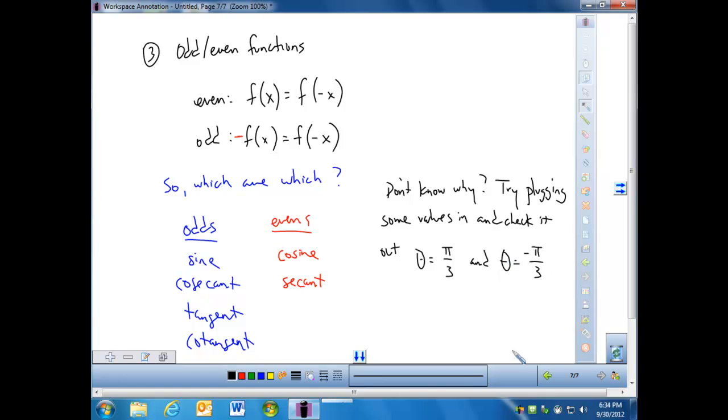You could also take a look at their graphs. Remember from that last chapter, odd functions are going to be symmetric with respect to the origin, or the line y equals x. Even functions are going to be symmetric with respect to the y-axis.